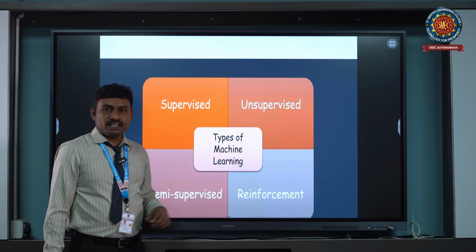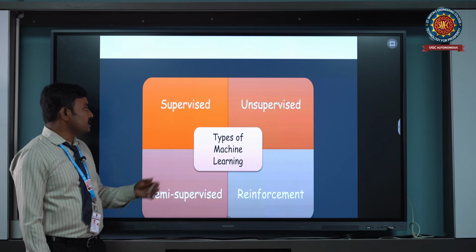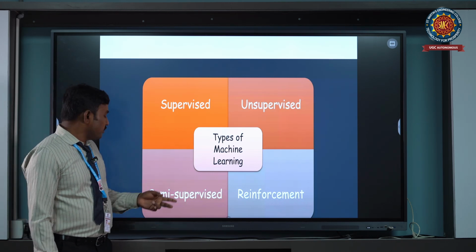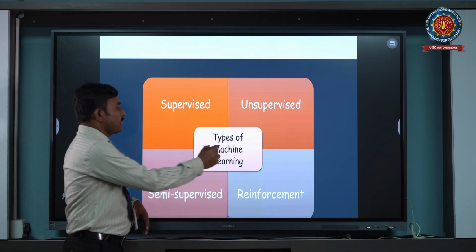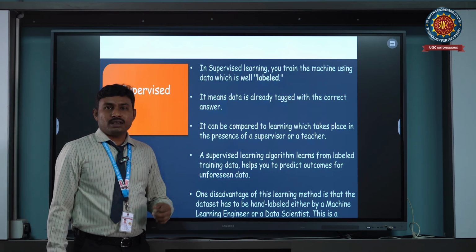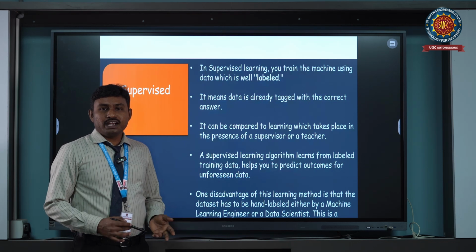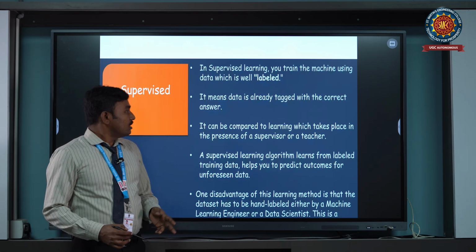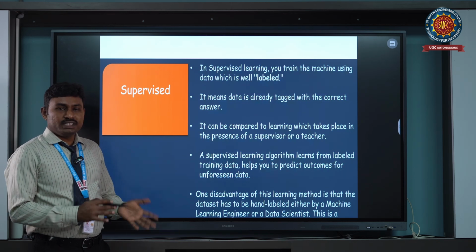Coming to types of machine learning, mainly we have 4 types. First one is supervised, second one unsupervised, third one semi-supervised, and fourth one reinforcement learning. Supervised learning is one of the models in machine learning. It uses only labeled data to train the model, and labeled here means getting the output from the features.